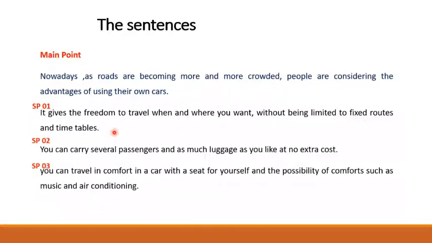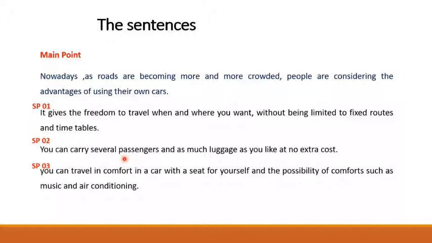And the second point, I hope you remember, you can carry several passengers and luggage. But you have to elaborate that point, right? You have to explain it. So you could write a sentence like this: you can carry several passengers and as much luggage as you like at no extra cost. Can you read this again? You can carry several passengers and as much luggage as you like at no extra cost. See, the point has been elaborated.